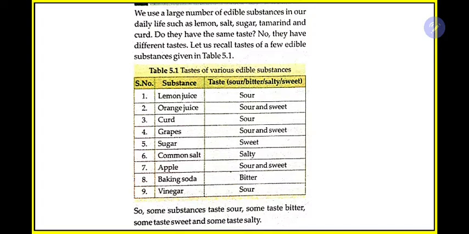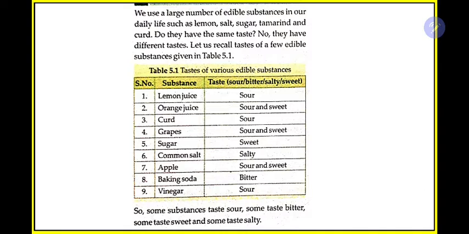Why do they have different taste? Because in different substances, different types of chemical entities such as acid or bases are present. Okay, if acid is present, then the taste will be of one type. If base is present, then the taste will be of another type. So based upon the taste, we can classify things into two groups: acid containing substances and base containing substances.